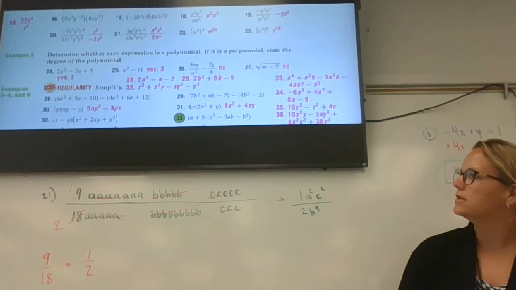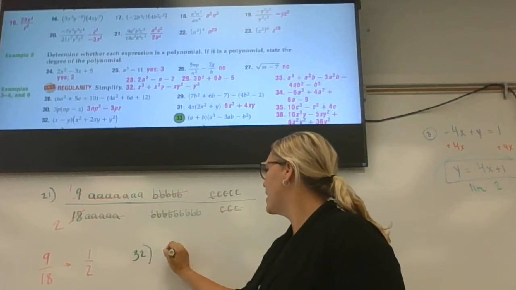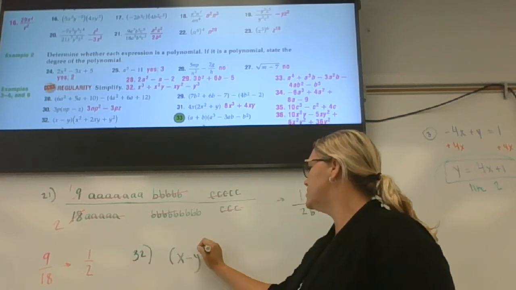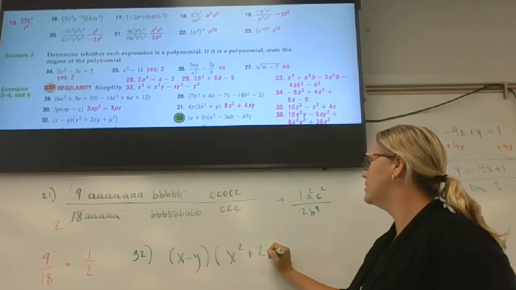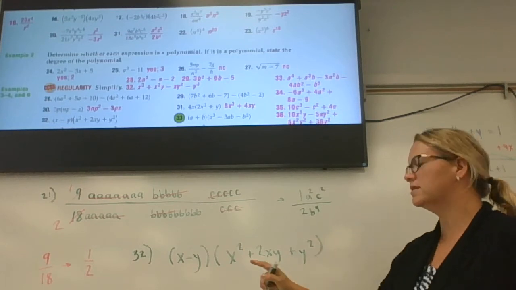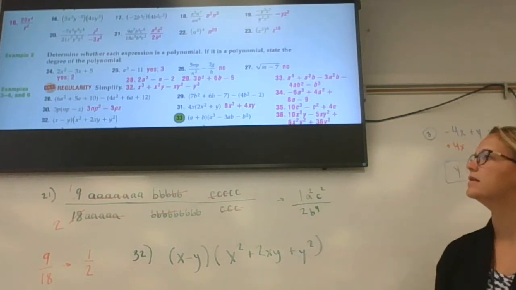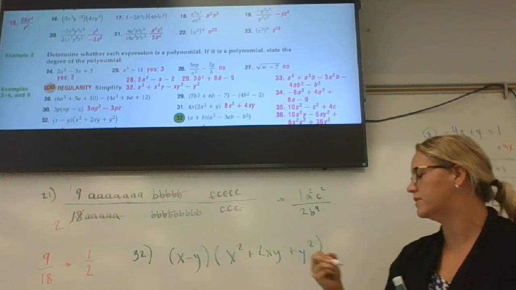What was the next one? 32. So distributing a binomial into a trinomial. I think this might be a perfect cube. Oh, no, not a perfect cube.